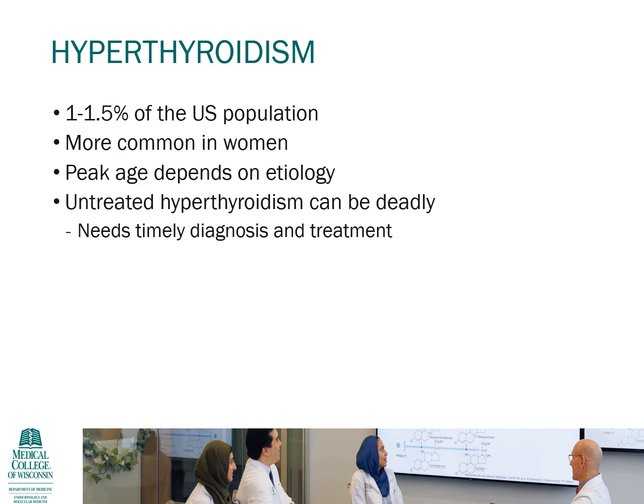Hyperthyroidism is fairly common, 1 to 1.5% of the U.S. population, not nearly as common as hypothyroidism, which can affect, depending on if we're talking about subclinical hypothyroidism, up to 10% of the population. But hyperthyroidism is more common in women. The peak age in which it occurs depends on what the etiology of the hyperthyroidism is. And you should know that untreated hyperthyroidism can be deadly. And so it really needs timely diagnosis and treatment. And if a patient is going to be referred to endocrinology, they should be seen promptly.